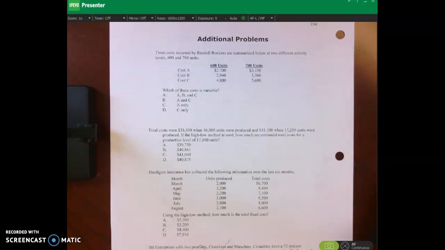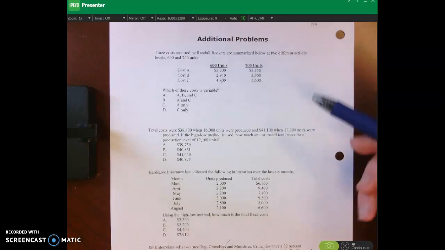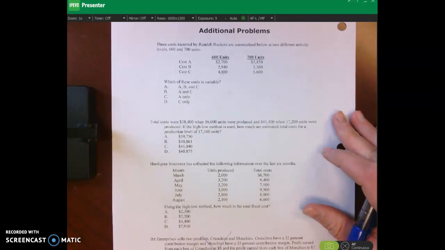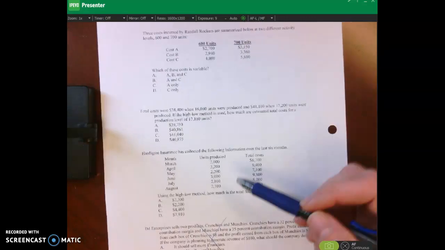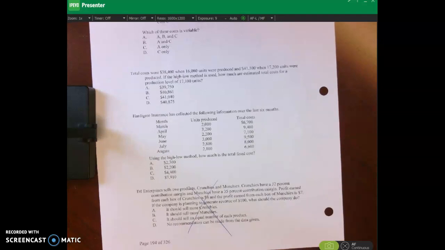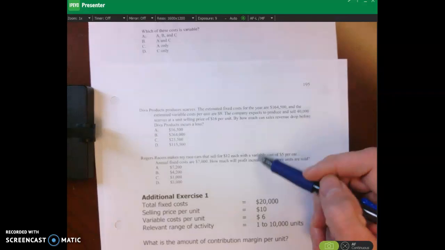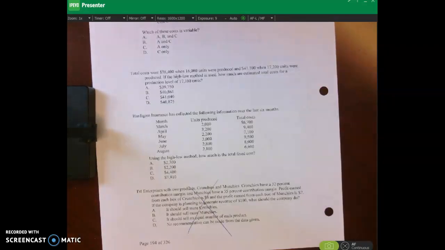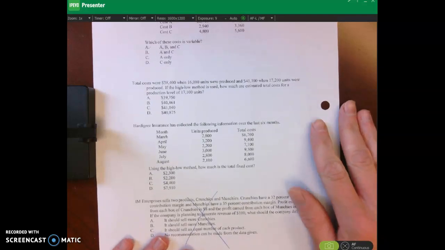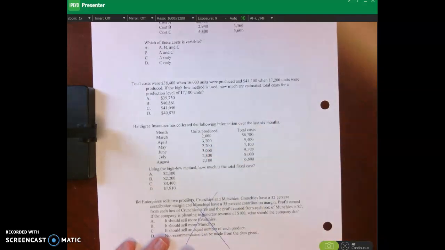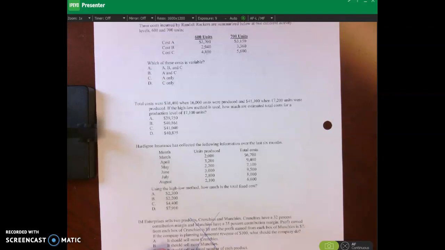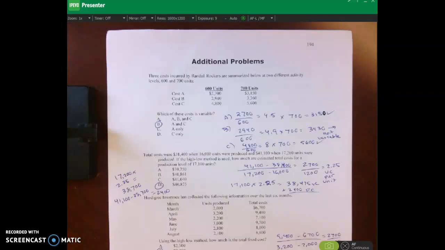So what I want you to do is you have these additional problems in your course pack, and I want you to do this one, and this one, skip this one, and then go on to the next page and do these two. And before you do them, I want you to pause the lecture video and then do these problems and then come back and then we'll check it together. Okay, so let's see how you did.